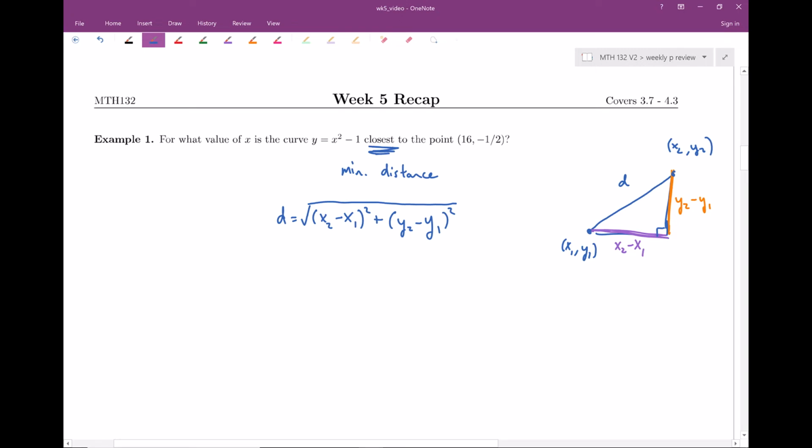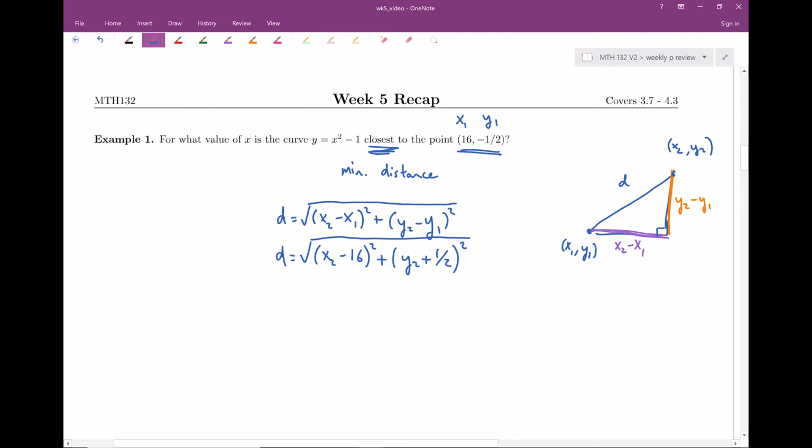Now there's a lot of variables here, x2, x1, y2, y1, and we need to restrict this down a little bit. Ideally we're doing single variable calculus, so hopefully I get something with just x's in it. Maybe first of all, one of our points is fixed. I have a point here that I'm going to call x1, y1. So this would be the square root of x2 minus 16 squared plus y2 minus, well, a negative, so plus 1/2 squared.